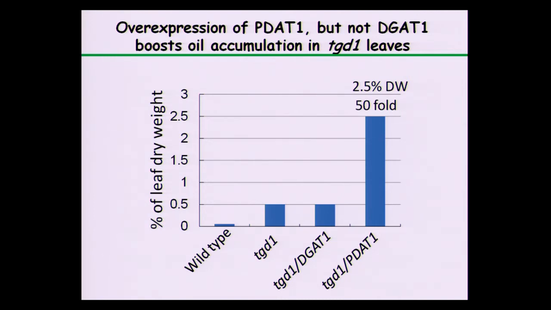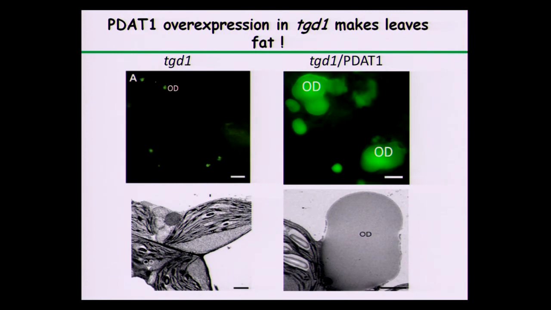So here is how oil droplets look in this TGD1 PDAT-overexpressing transgenic plant, and we see these very large oil droplets. This is a fluorescence micrograph, as well as this electron micrograph.